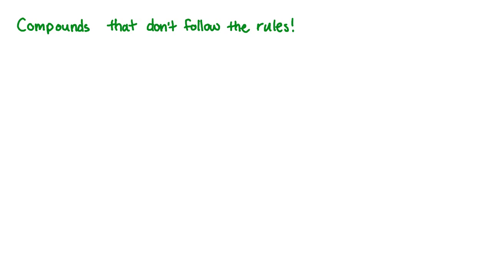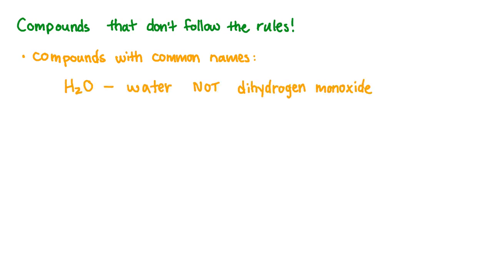So now that we've learned all of these different rules for naming compounds, it's worth mentioning that some compounds have names that just don't follow the rules. For example, there are many compounds that have common names. We've already run across one of these. H2O is always called water and not dihydrogen monoxide. Similarly, NH3 is always called ammonia and not nitrogen trihydride.